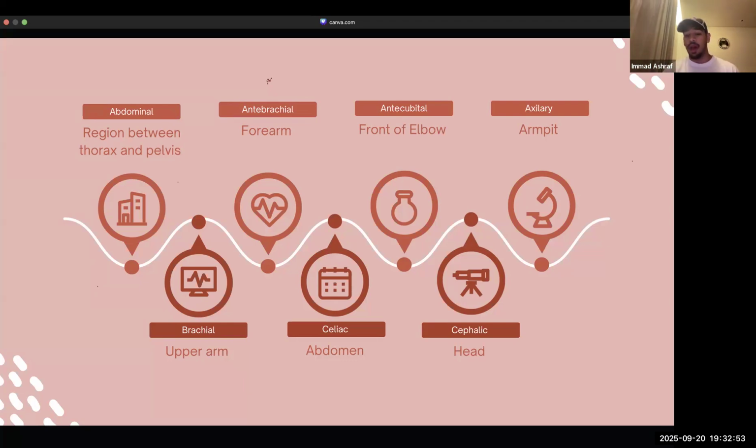Celiac means abdomen, basically. So anything that's related to your stomach or your intestine, that's celiac. And so there's a disease called celiac disease. And if you know what celiac means, you know this is something to do with your intestines or your abdomen in general, right? Cephalic means head, right? This is really important. You need to remember this.